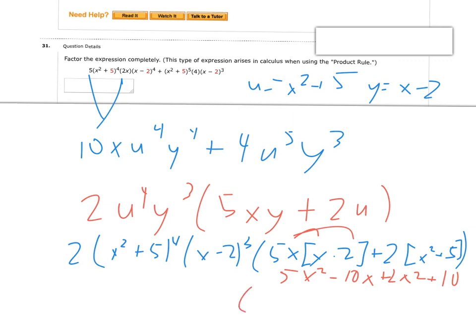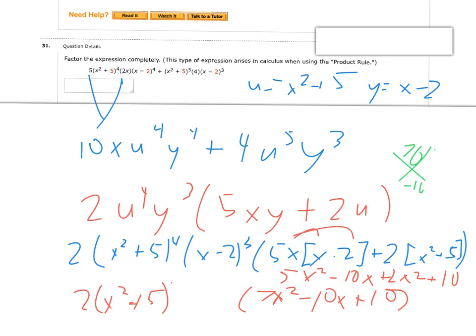So then we get 5x squared. Oh, no, I got to combine that. So that would be 7x squared minus 10x plus 10. And you can check if you can factor that, multiplying to 70 and adding to negative 10. It does not work, so I'm just going to leave it like that. And then we're definitely not going to touch anything else up here. We'll leave all that. And that is it.